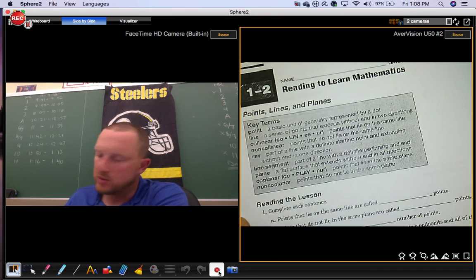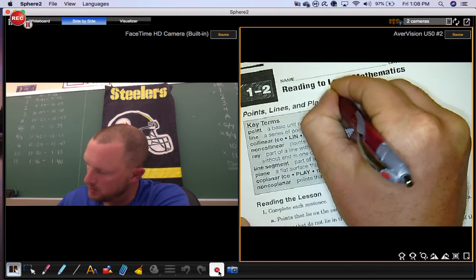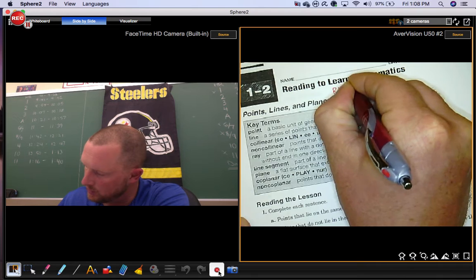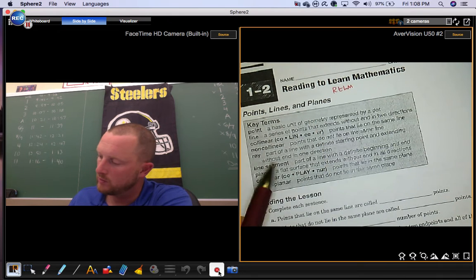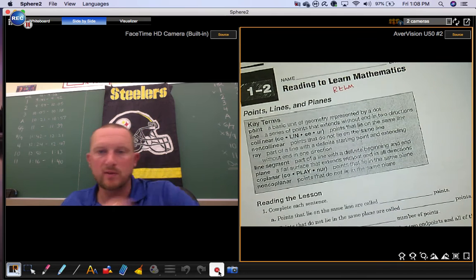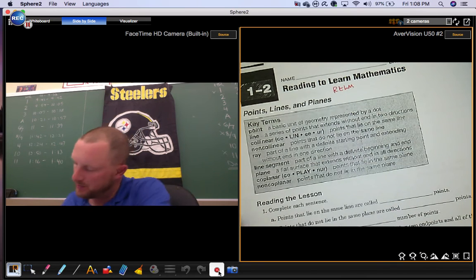At section 1.2, the Reading to Learn Mathematics page. Remember, we use this abbreviation a lot. Remember, Reading to Learn Math, they give you a lot of key terms up here. That should help you on the page.